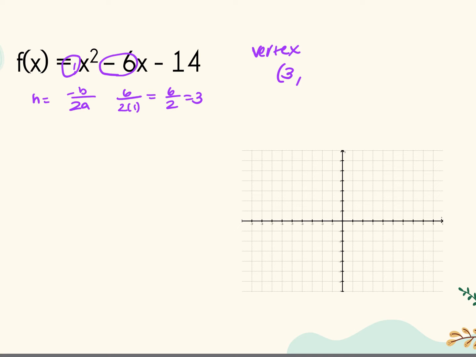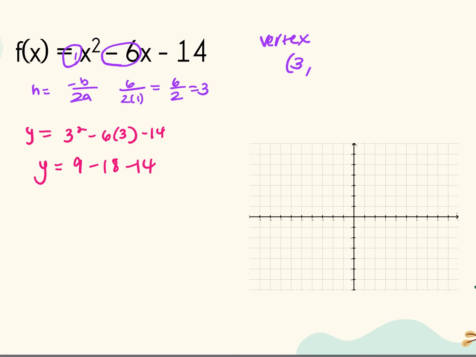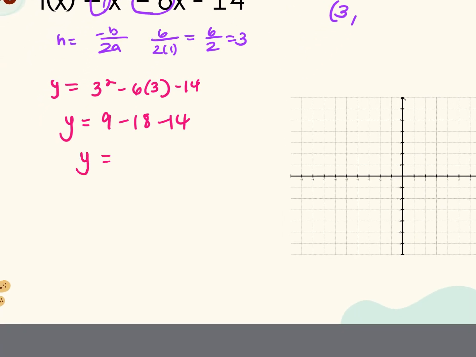Then I'm going to plug that back in to get the y coordinate. So then I get y equals 3 squared minus 6 times 3 minus 14. Y equals 9 minus 18 minus 14. Y equals negative 9 minus 14, which is negative 23.